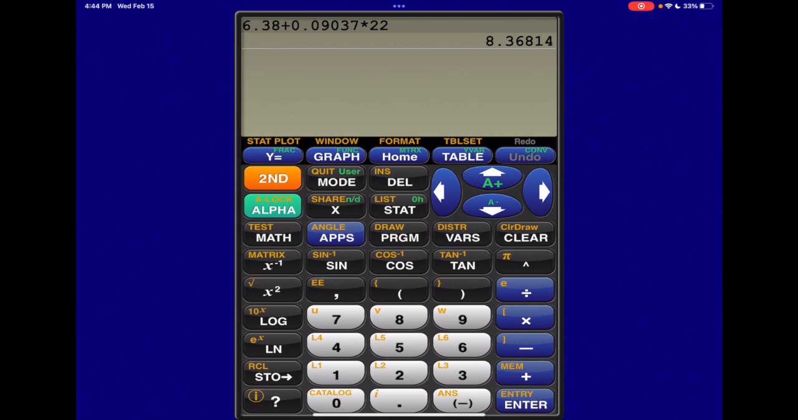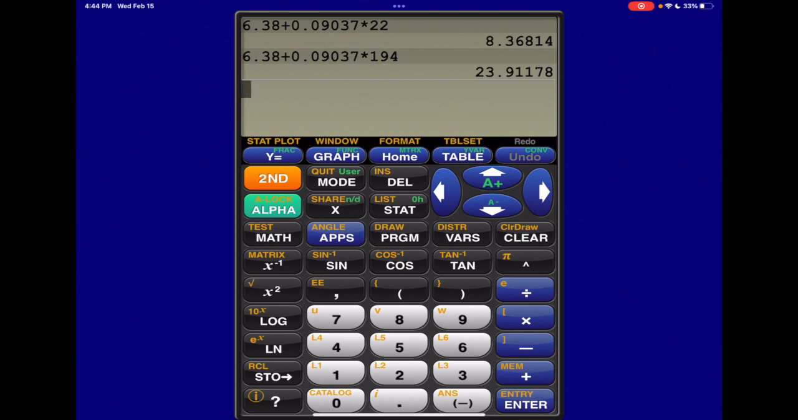And I think I messed something up there. Let's see. Oh, I said the x value. The x value is 194. I put in the y value. So we want the x value, not the y value. So 6.38 plus 0.09037 times 194. So that gives us 23.91178.